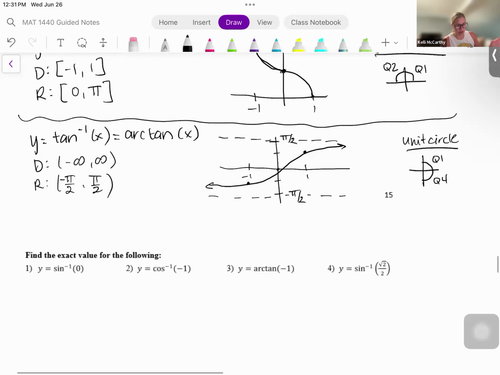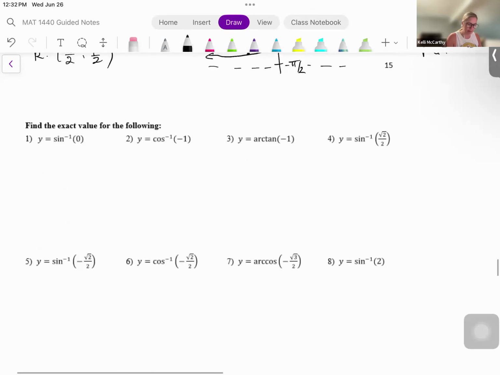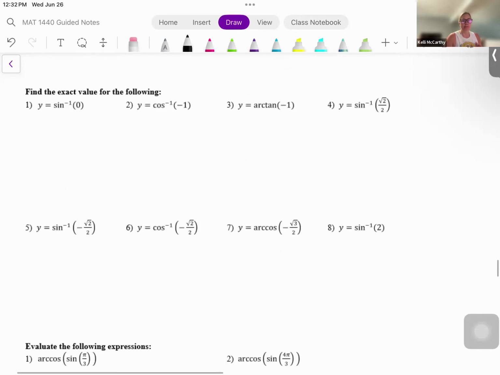All right, so let's utilize these inverse trig functions a little bit more. Find the exact value for the following. Again, highlighting that direction of finding an exact value means you would not be grabbing your calculator. So y equals sine inverse of 0. We're trying to figure out, what does y equal?